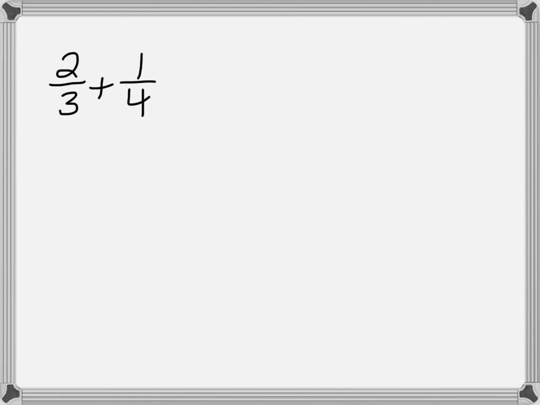2/3 plus 1/4. This time the denominators are not the same. We need to figure out a common denominator. So look at 3 and 4 and try to think, what do 3 and 4 both divide into evenly? 3 and 4 both divide into 12. So our new denominator will be 12.